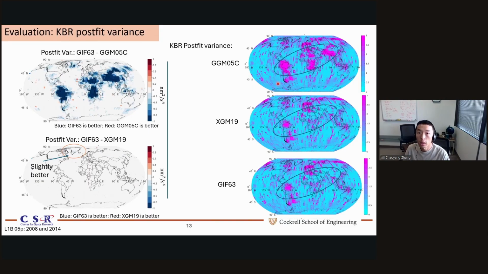On the right, we use the KBR post-fit variance to test all three models, using 2 years of data. If the model is better, we should have a smaller post-fit variance. As you can see, there is the continental anomaly in GGM-05C, but in the XGM-19 and the GIF63, we both get rid of those patterns. If we take a closer look at those two models over Greenland, you see the GIF63 is actually slightly better, as in the difference between the two models, the GIF63 is smaller.